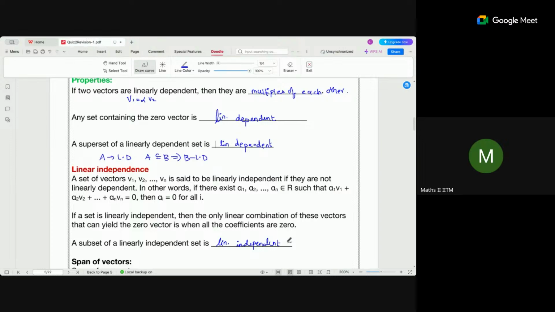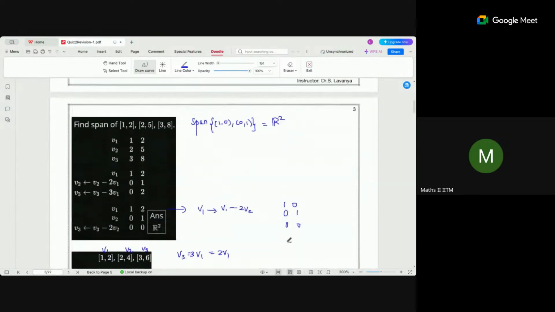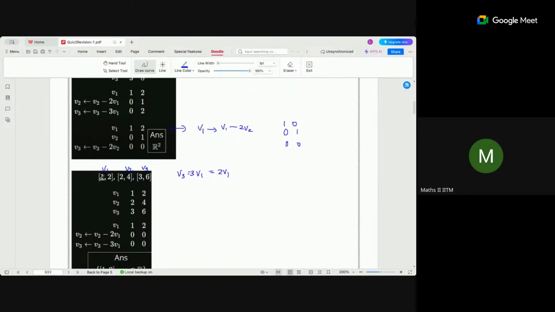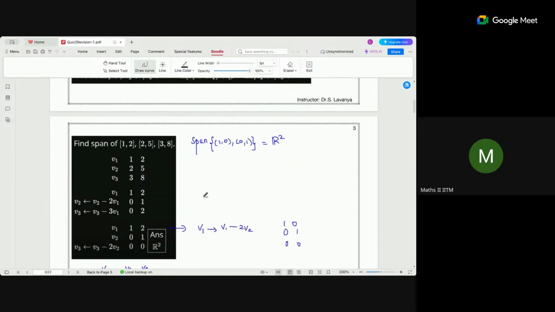Okay, fine. So now just looking back here, can you tell me whether v1, v2, v3 are linearly dependent or independent? Dependent. Yes, so this set of vectors here, they are linearly dependent. What about this set v1, v2, v3? Linearly dependent. Again, this is also linearly dependent.